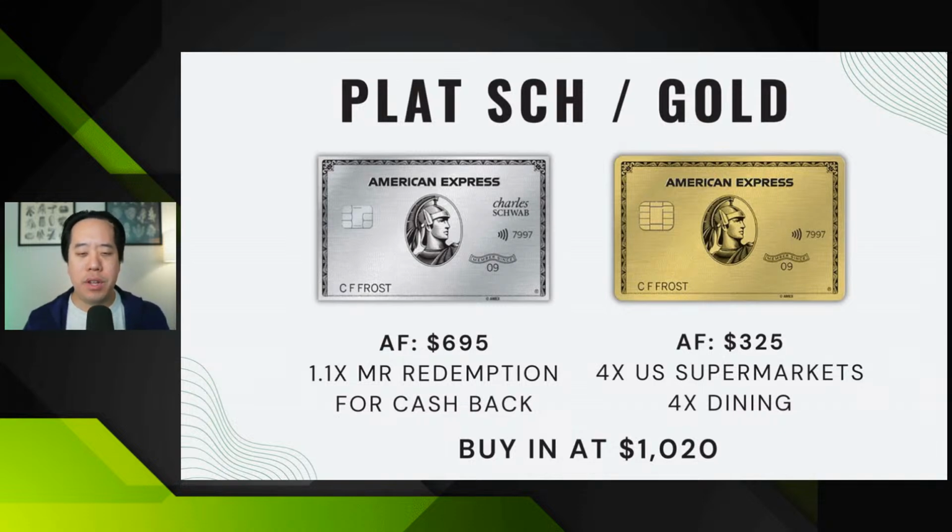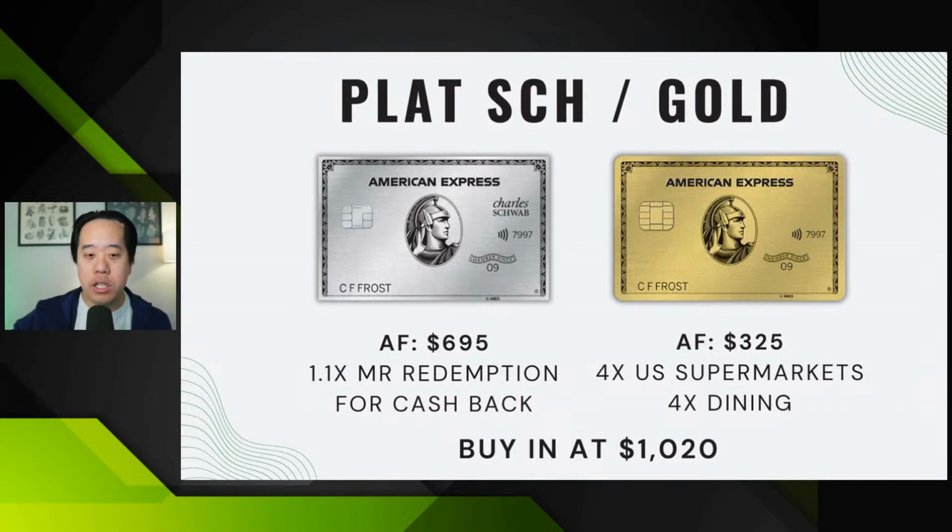And so if we look at that, we can see that the Platinum Schwab and Gold combo is the $695 annual fee for the Schwab Platinum and $325 for the Gold. You get the 1.1 redemption for the cashback on Schwab, and you get the 4X on supermarkets and dining. I think on supermarkets the cap is $25K per year, and the cap on dining is now $50K per year. So big caps, probably not going to be an issue, but still there. The issue with this is that you buy in at $1,020. So you're going to buy in first with these things.